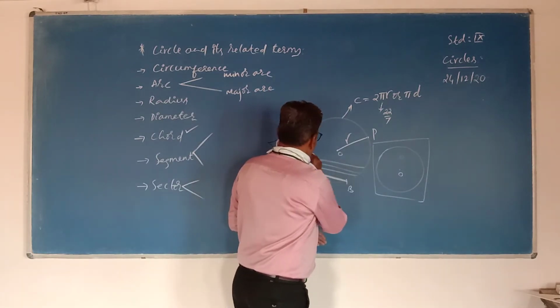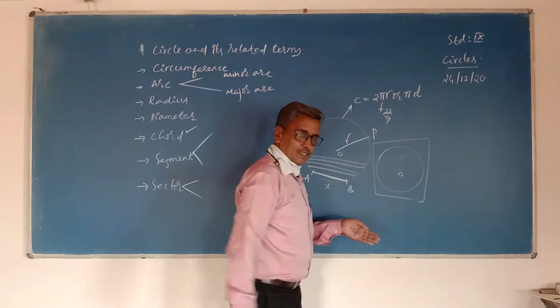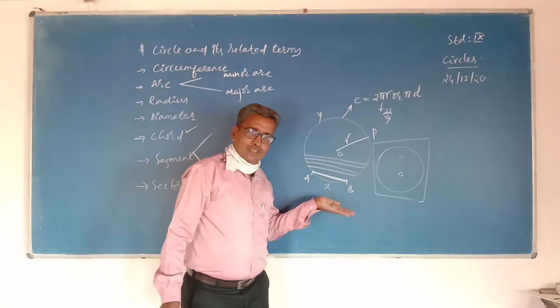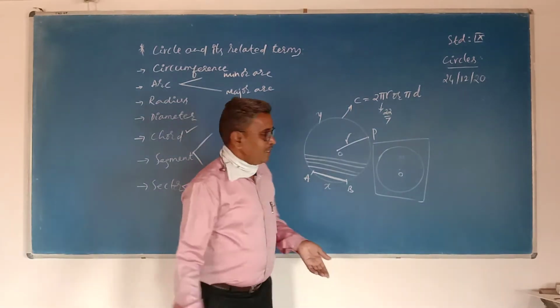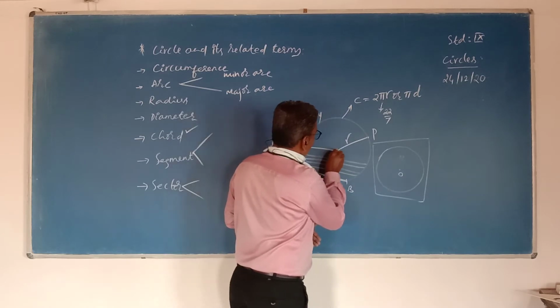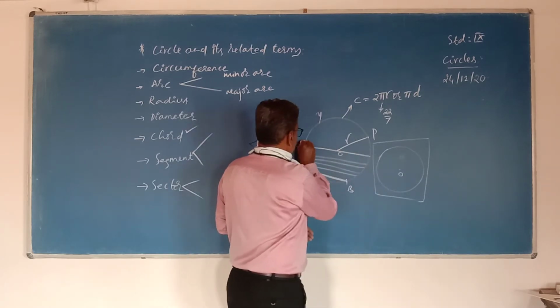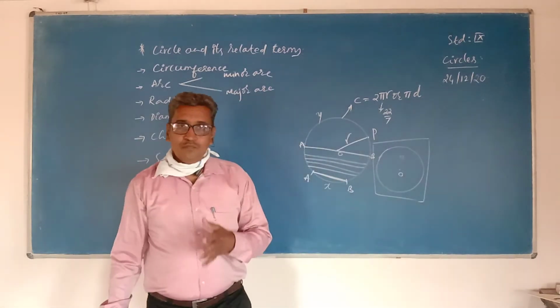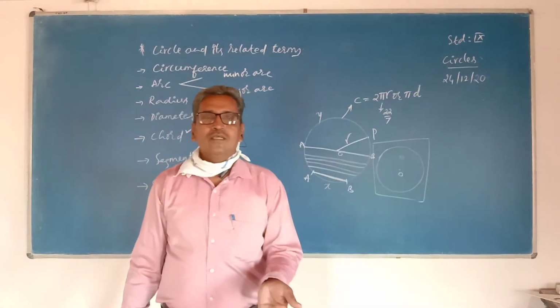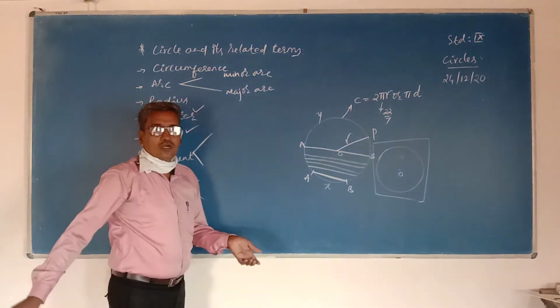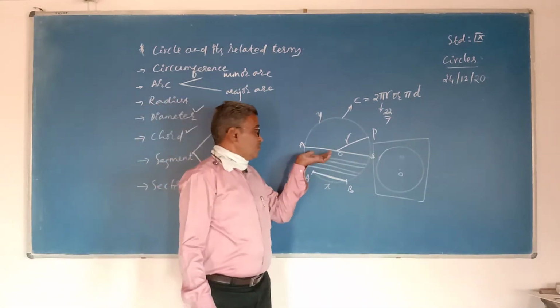Properties: when a chord moves towards the center, its length increases. When it is going away from the center, length decreases. And a chord passing through the center is called the diameter of the circle.